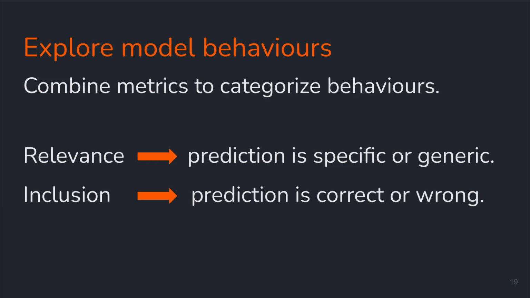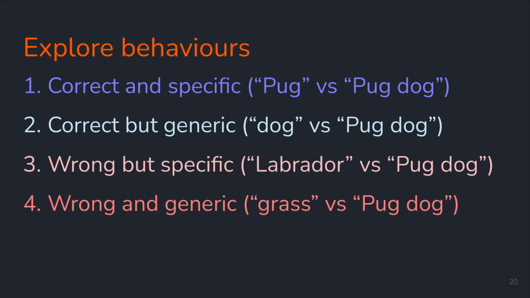If we combine the metrics we have defined, we can also categorize the model's behaviors into different groups. First of all, we can see that relevance directly predicts whether or not a generation is specific or generic, while inclusion, on the other hand, tells us whether or not a prediction is correct or wrong. By combining these two properties, we can actually identify 4 model behaviors. The first one is correct and specific, so situations where the model directly predicts the exact ground truth label, so pug against pug dog, for instance. Second one is the case where instead the prediction is still correct, but maybe slightly less specific, so maybe we say dog instead of pug.